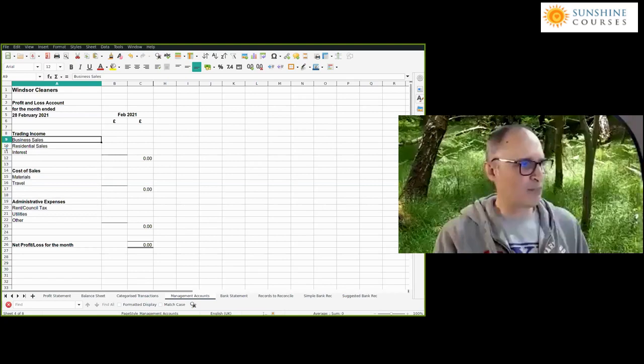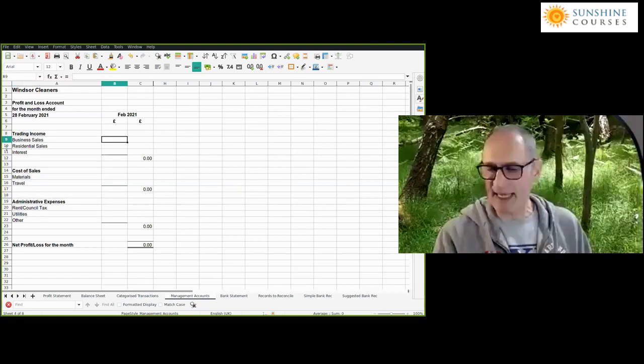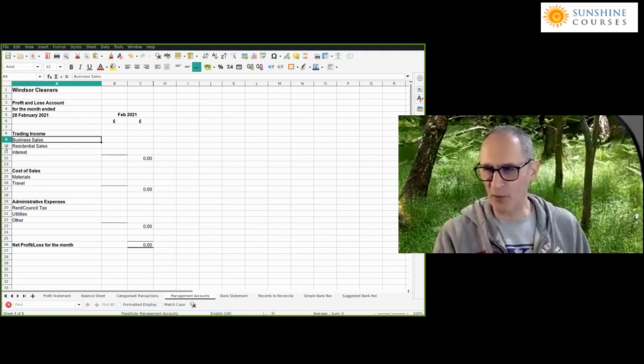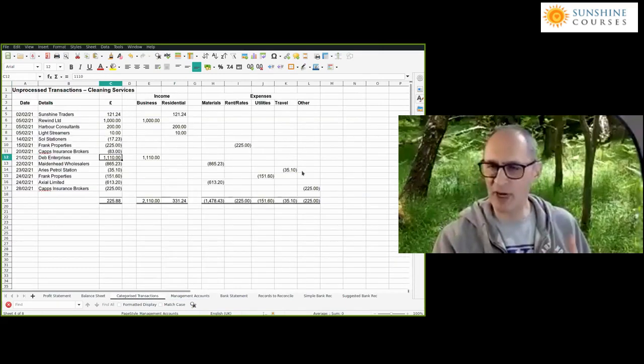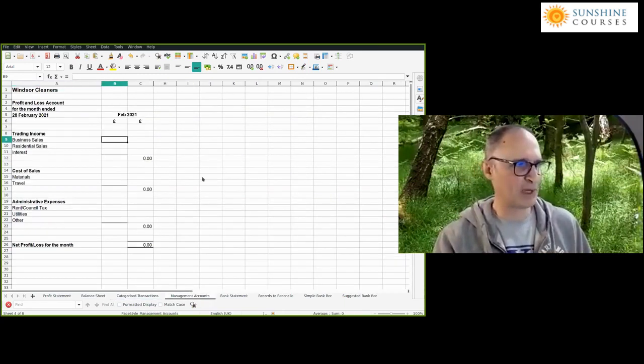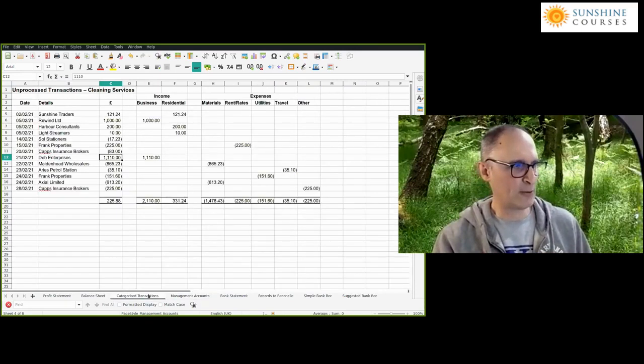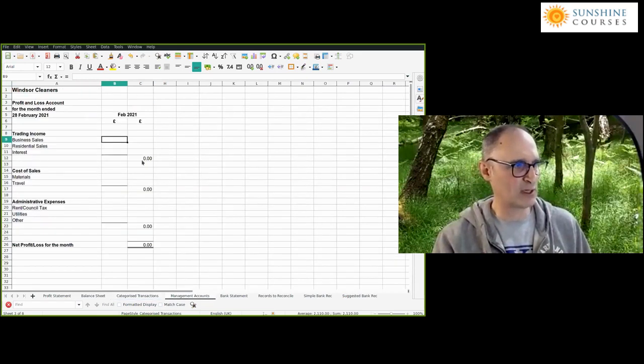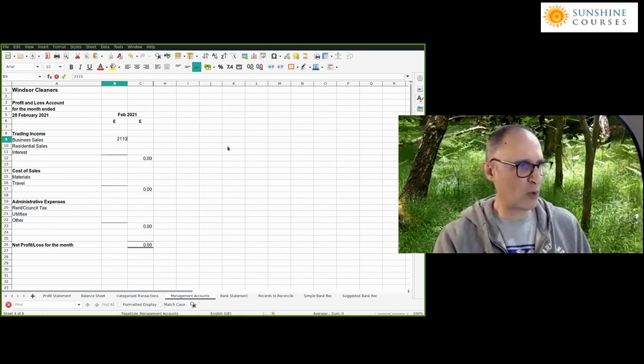But I'm now going to populate these accounting formats, and the categories that I've used were the categories that we chose when we decided to categorize the accounting. So we've already been through that process. We then put them into this slightly revised format. And what I'm going to do is take the figures that are in my spreadsheet and put them into the management accounts. So what I could do is remember that the total business income for February is £2,110. So I could type in here 2110.